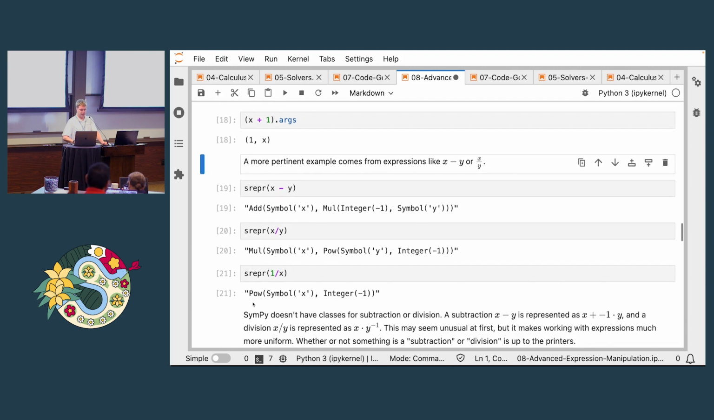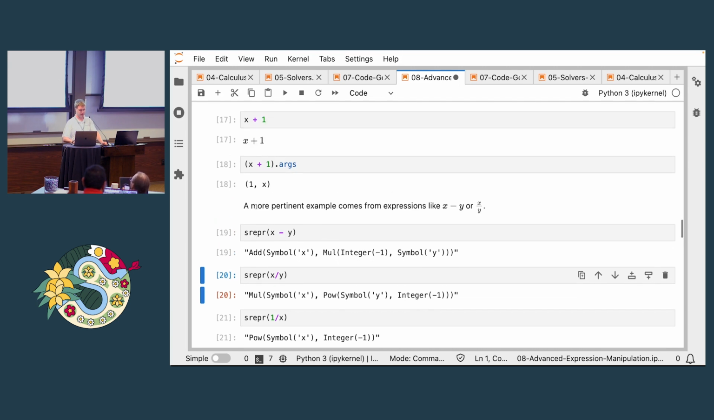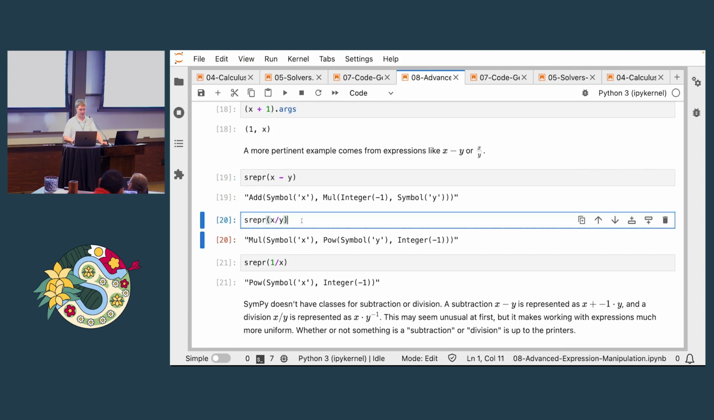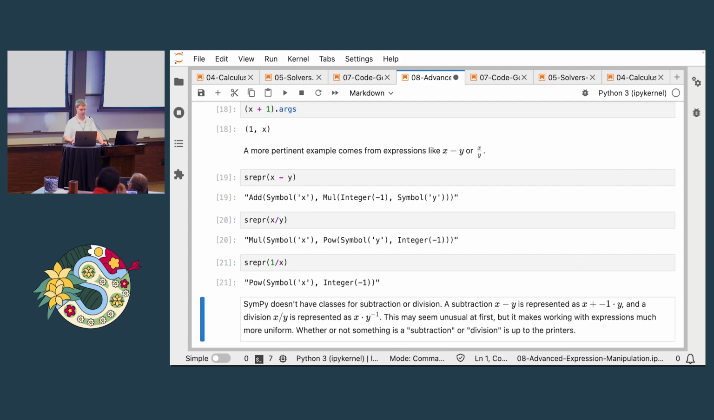Another thing to be aware of is if we look at x minus y, we can see that this here is maybe not what we would have expected. So x minus y is actually represented, we can see here, as x, so the add of x and -1 times y. And the same thing if you do x divided by y, or 1 divided by x also, this is represented as x times y to the -1, and 1 over x is just x to the -1.